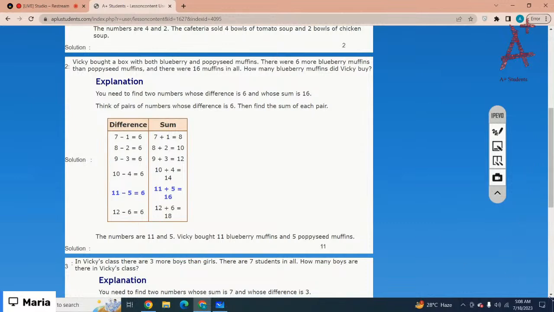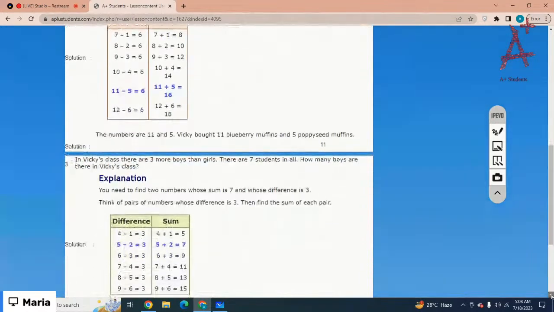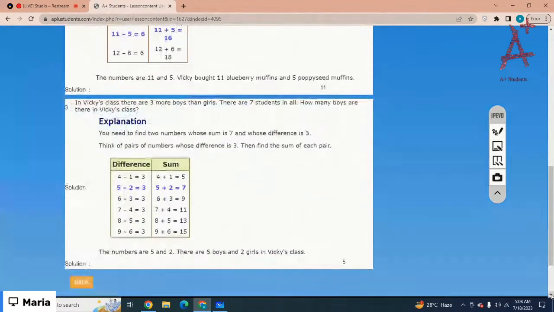Okay, the next one is in Vicky's class, there are 3 more boys than girls. There are 7 students in all. How many boys are there in Vicky's class? So the total students are 7. There are just 3 more boys than girls. That means you have to find two numbers whose sum is 7 and whose difference is 3. So you have to think of different numbers. When you add them together, they make 7, and when you subtract them, they make 3. So you can see this one, 5 plus 2 makes 7, and 5 take away 2 makes 3. That means the total students are 7. 5 of them are boys, and 2 of them are girls.